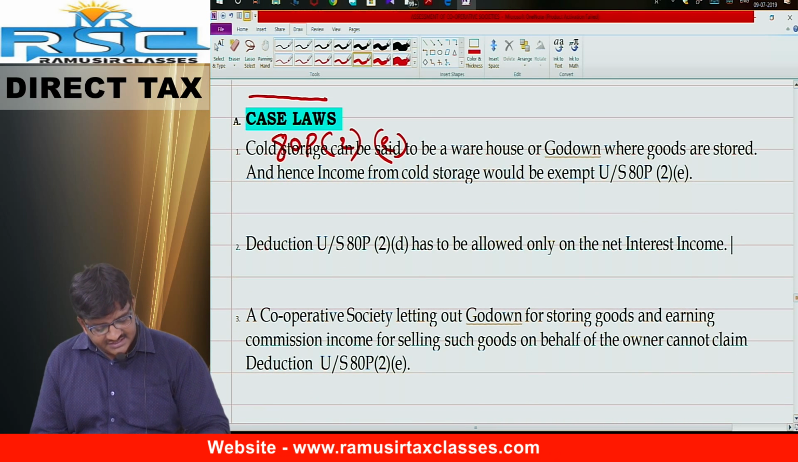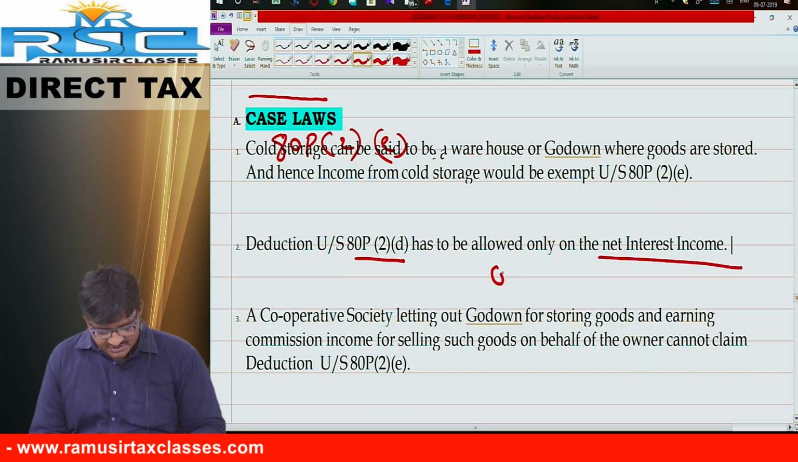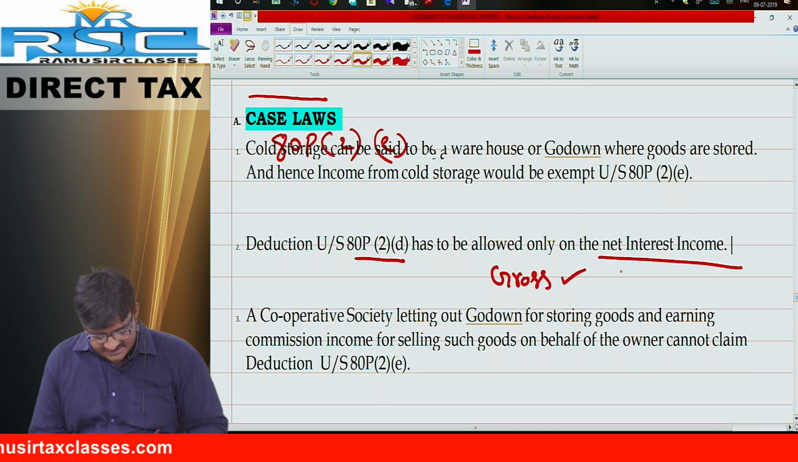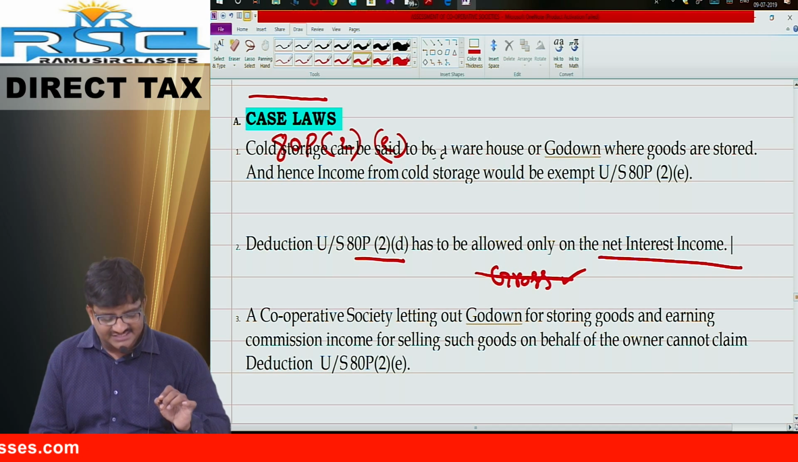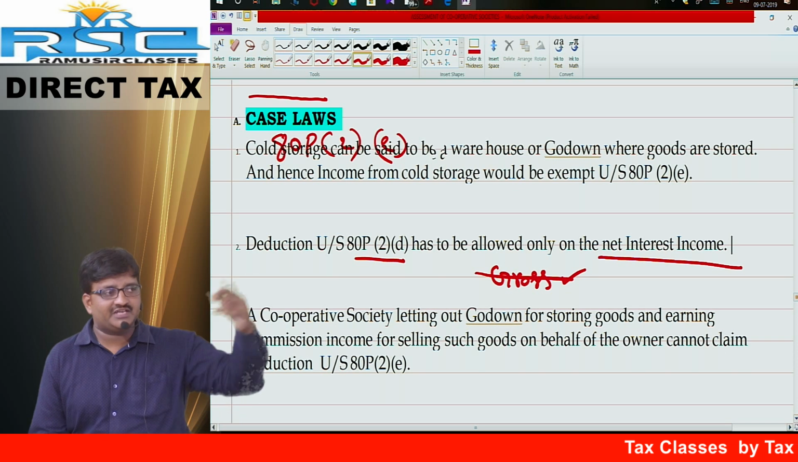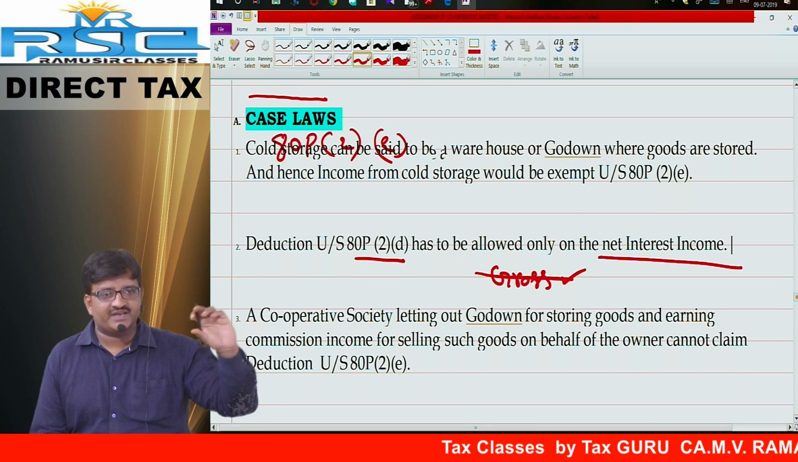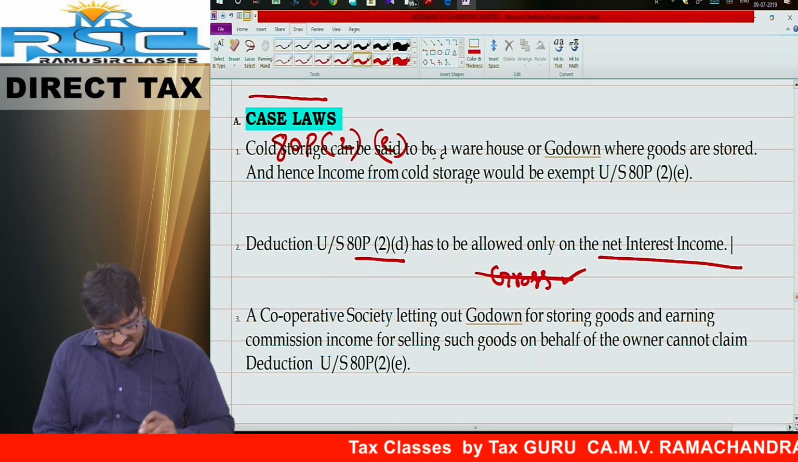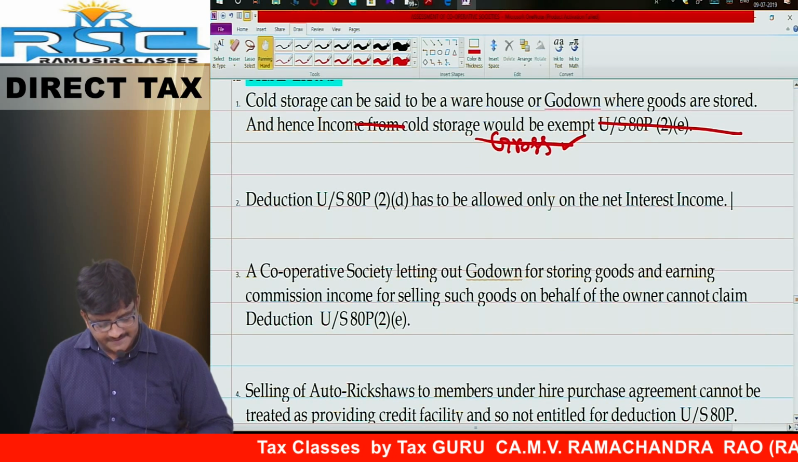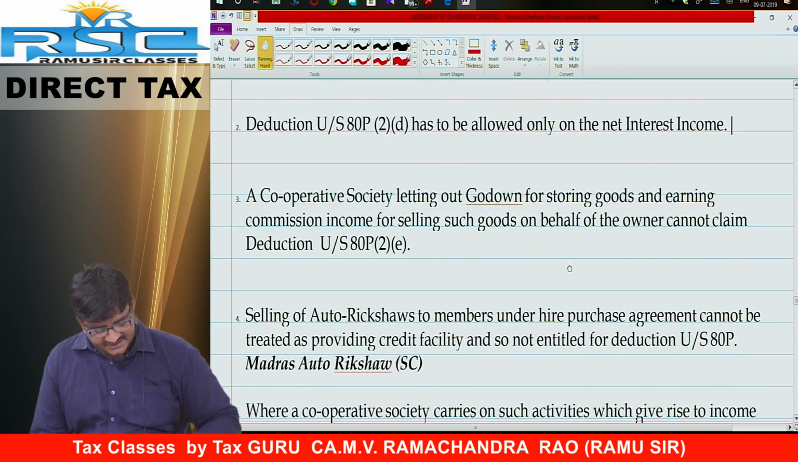Next one. Deduction under section 80P subsection 2 clause D is allowed on net interest income, friends, not gross interest income. It is applicable only on net interest income. In case of net interest income, the 80P subsection 2 clause D deduction is applicable. So dividend from other society and net interest income, gross minus whatever the expenses, the net interest income is eligible for deduction. Deduction under 80P subsection 2 clause D is allowed on net interest basis, we covered.